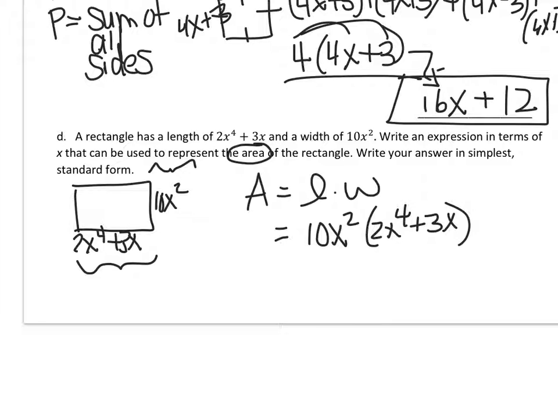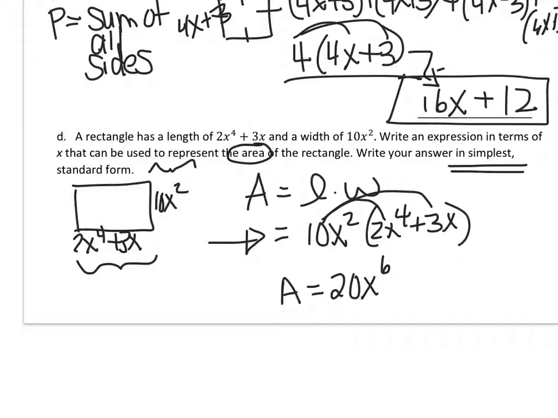Now, those of you that put this expression as your answer got 1 out of 2 points because you're right. It is an expression that represents the area. However, it is not in simplest form. To get it in simplest form, you have to distribute. 10x squared times 2x to the 4th is 20x to the 6th. 10x squared times 3x is 30x to the 3rd. That is the final answer.